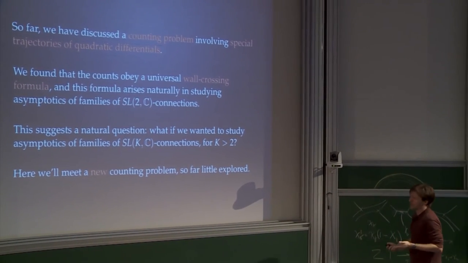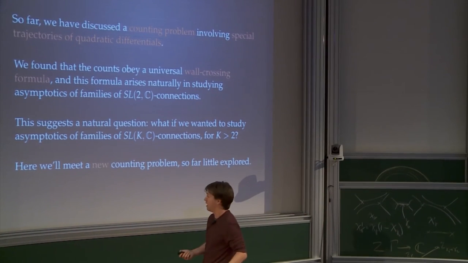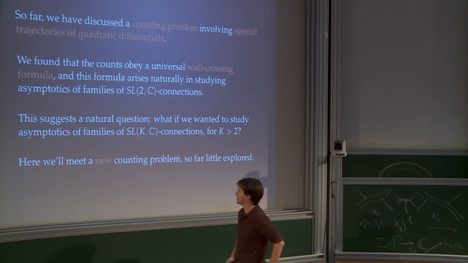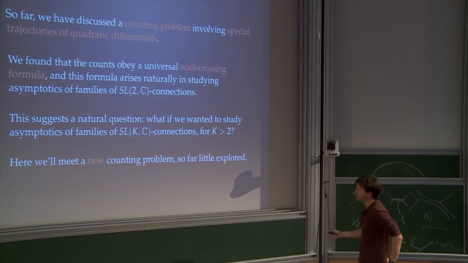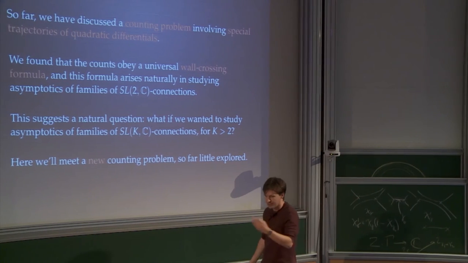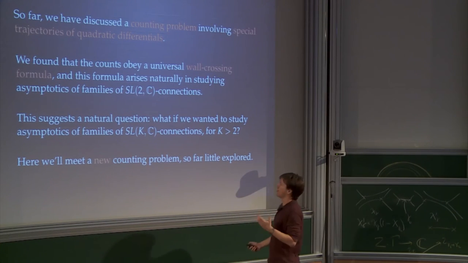So that suggests a kind of natural problem, which is, what if I wasn't just interested in SL2, but I was interested in SLK? Or more generally, it could be any Lie group, but let's just start with SLK, for k bigger than 2. And here, following the exact same kind of strategy, you meet a new kind of counting problem, which so far hasn't been much explored.